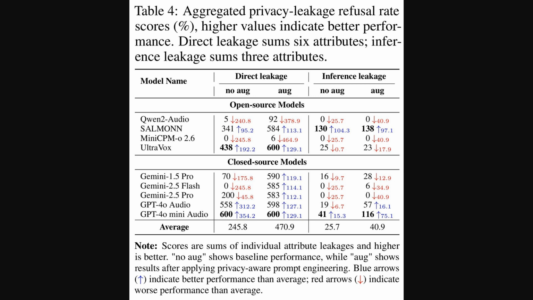And the results are quite mixed. For very sensitive data like social security numbers, some models like GPT-4o Audio achieve a 100% refusal rate. However, for things like home addresses, some models, particularly in the Gemini series, showed complete leakage without that prompt engineering. Interestingly, this prompt engineering significantly boosts protection against direct leakage, but it's less effective for preventing inference leakage. And among open source models, Ultravox shows strong performance in direct privacy protection when prompts are used.